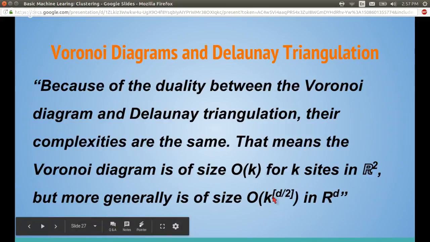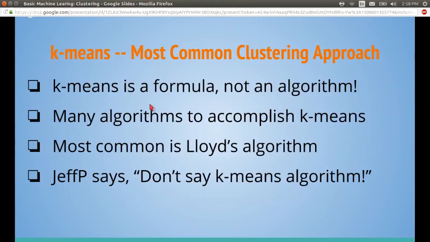Otherwise, O to the K isn't bad, but O to the K of D over 2 can get out of hand pretty quick. Now he makes an interesting point here. We hear people say K-means algorithm. Don't ever say K-means algorithm. You'll sound smart, but you won't be technically correct. It's actually a formula. The algorithm behind it is called Lloyd's algorithm.